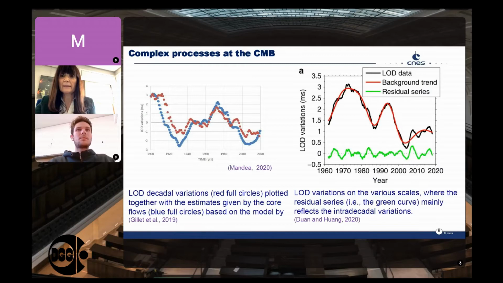And here we can see the correlation between the decadal variation, here in full red cycles, put together with the estimation given by the core flows for length of day. In a very recent study, we are able to see that the LOD variations are on different scales and that the residuals have very intriguing behavior at the interdecadal variations. These variations are really important for us, as I said, because of the availability of satellite data. However, the satellite data give us full information about the characteristics of the Earth.